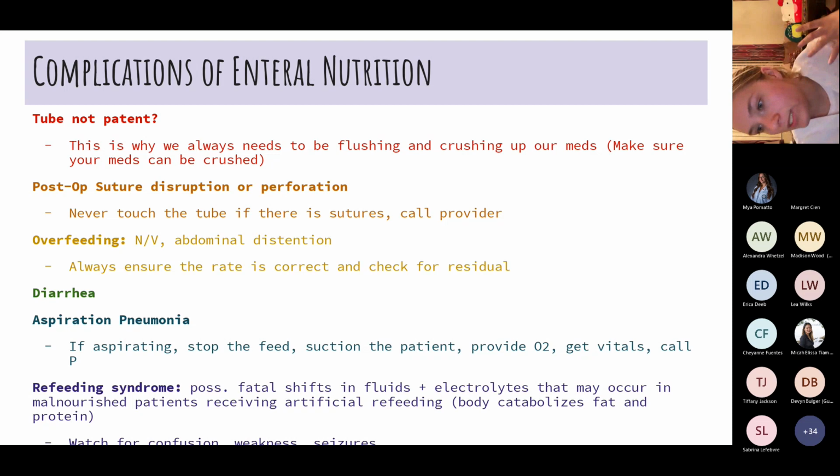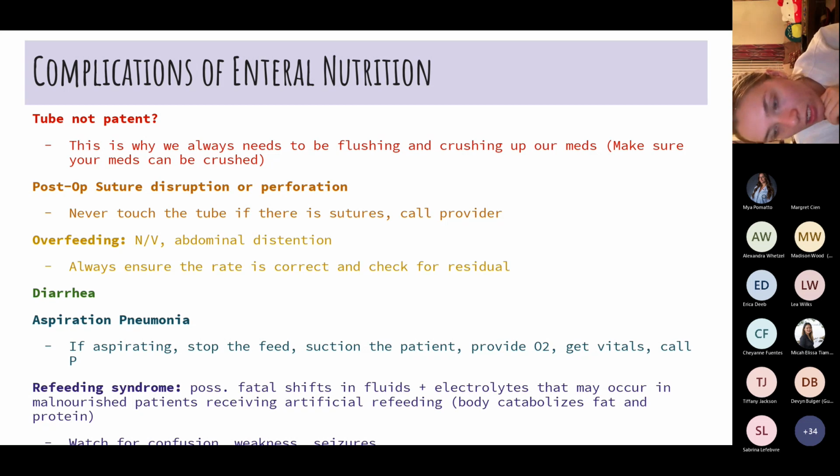But what is the number one reason tubes get occluded? Meds aren't crushed properly. So whenever we are crushing up our meds, we have to make sure we're thoroughly flushing after and that we really are doing our best to crush meds. So what does that mean? Well, we have to make sure our meds can be crushed to begin with. So working with pharmacy and coordinating that way is super, super important.